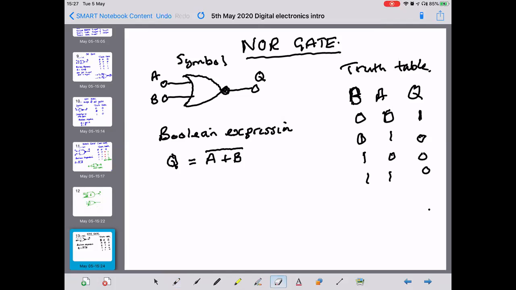Okay. And again, you can get 3 input NOR gates and 4 input NOR, make a 4 input NOR gate out of a number of NOR gates chained together.